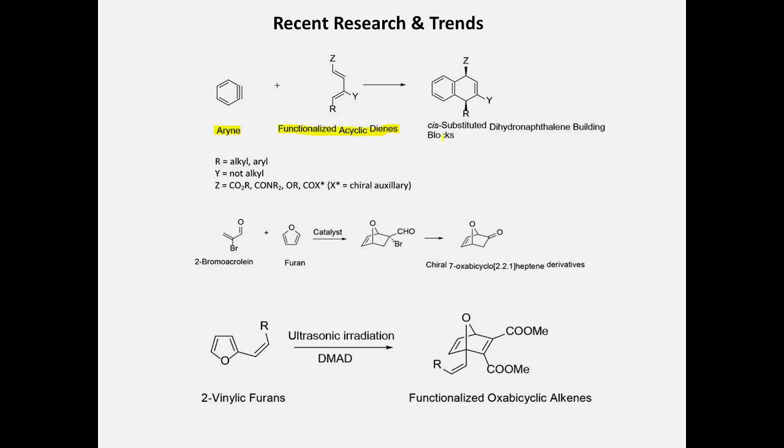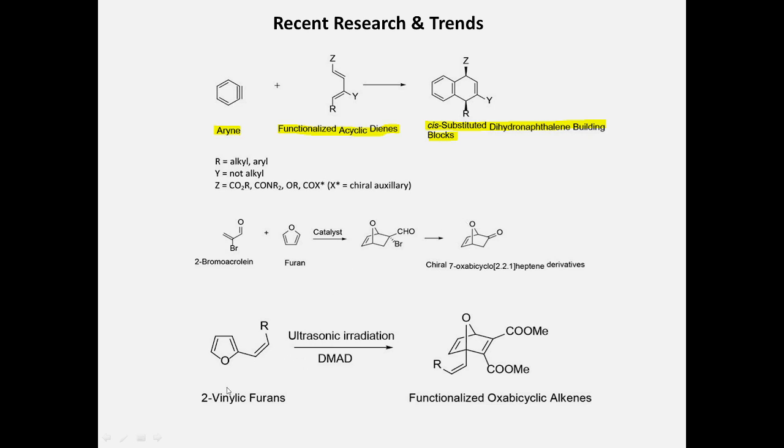Okay, like here you can see the people have made the cis substituted dihydronaphthalene building blocks by means of this strategy, using the arene as a synthetic equivalent of the dienophile, and you have a separate diene which is pre-functionalized to give your desired product with desired stereochemistry. Okay, so this can be found, and again another example, that with the bromoacrolein derivative and furan in presence of metal catalyst, that will end up with the chiral 7-oxobicycloheptene derivatives. So these are very recent uses.